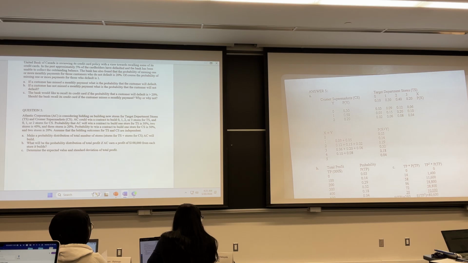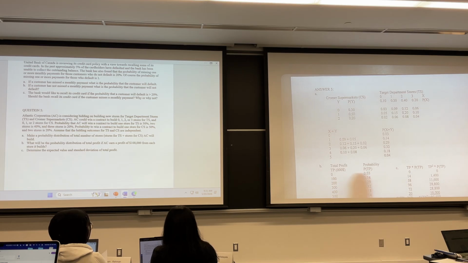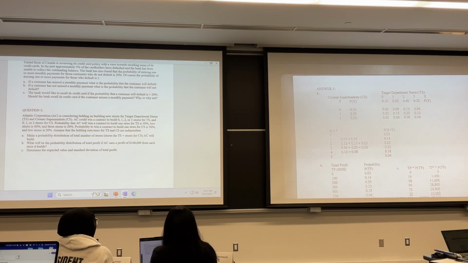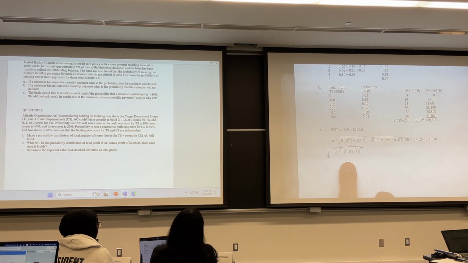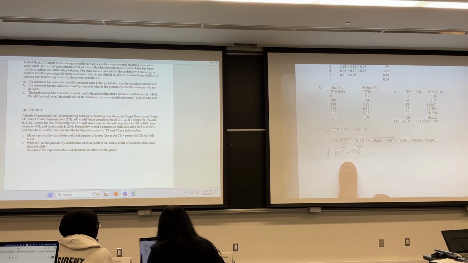Now the next question is, determine the expected value and standard deviation of total profit. Very simple, okay? This times this, this times this, this times this. You find those products, add them, and the answer is $260,000 as the expected profit. Now, what is the variance and standard deviation? You can use the typical formula, which is this over here. I wrote it down with pencil, okay?